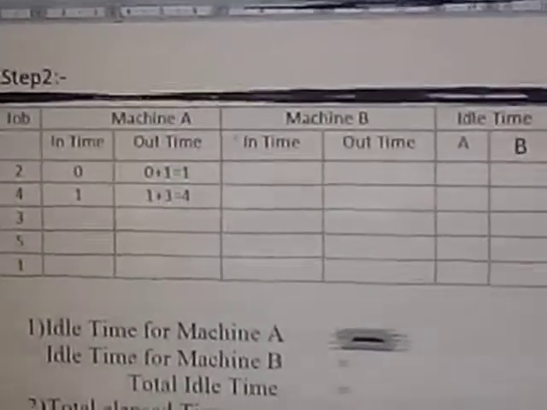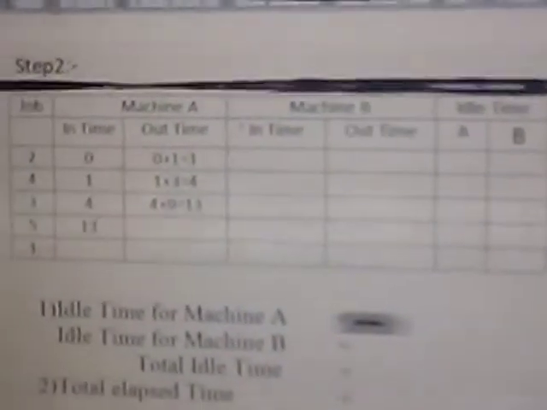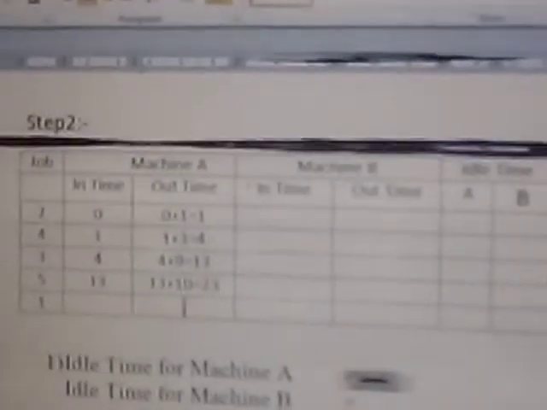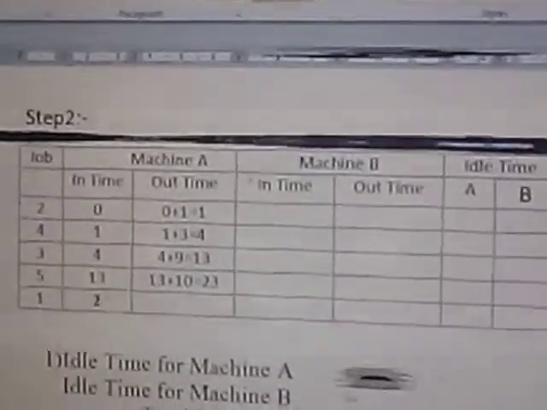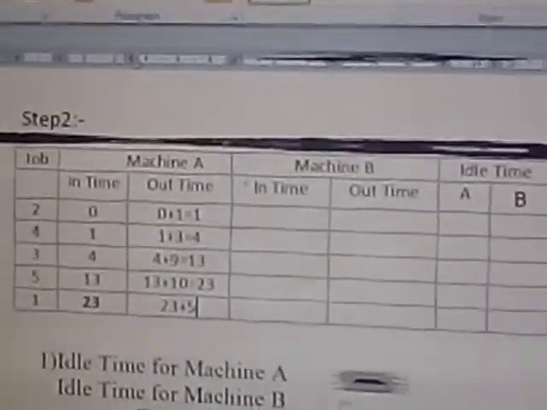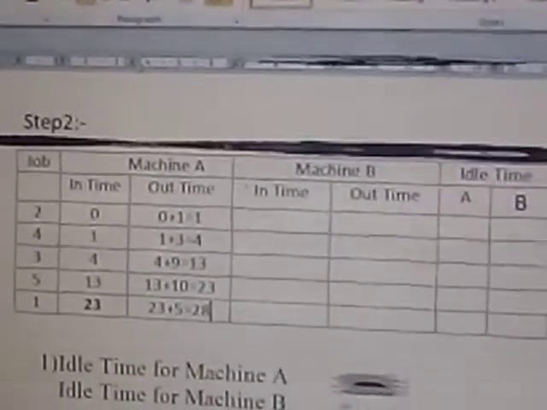Same procedure follows. 4 plus 9 equal to 13. 13 plus 10 equal to 23. 23 plus 5 equal to 28.